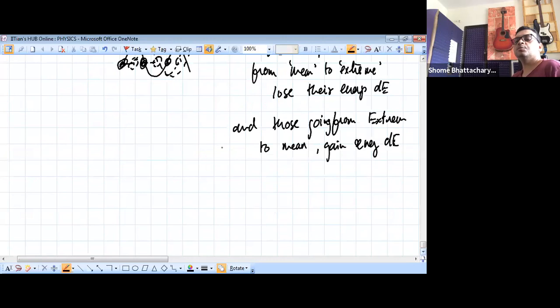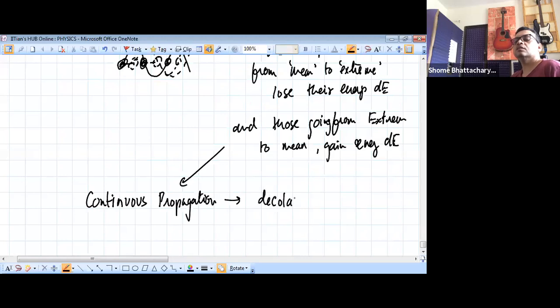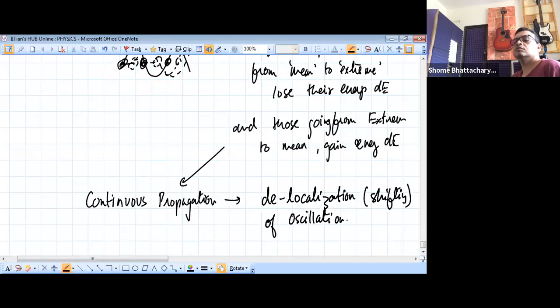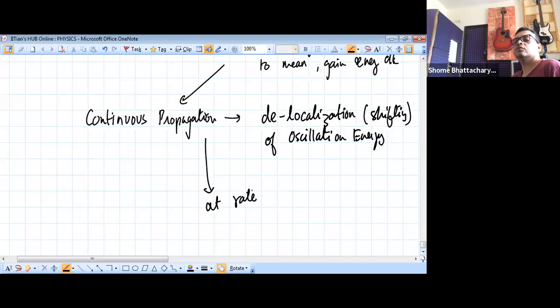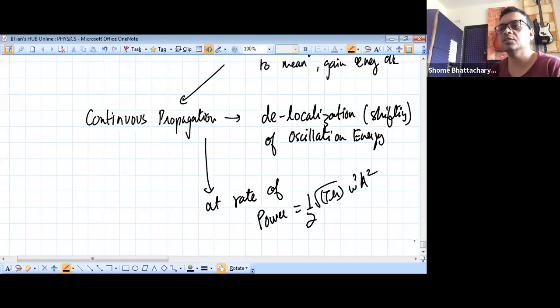So this keeps happening. So this process is called the continuous propagation, or there's a continuous delocalization. Energy doesn't remain localized, it keeps shifting. So there's a continuous delocalization or shifting of oscillation energy in continuous loops. So that is happening at the rate of power equal to half square root of T mu omega squared. Okay. Or you want to see how that energy is propagating in terms of energy propagating through distance with respect to time, that is the wave speed.